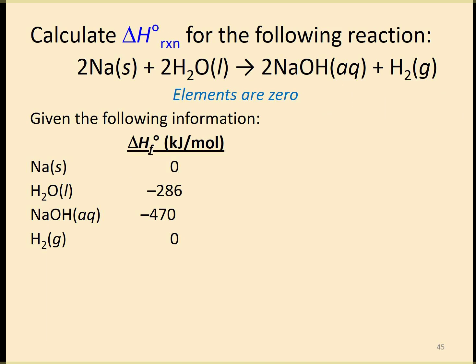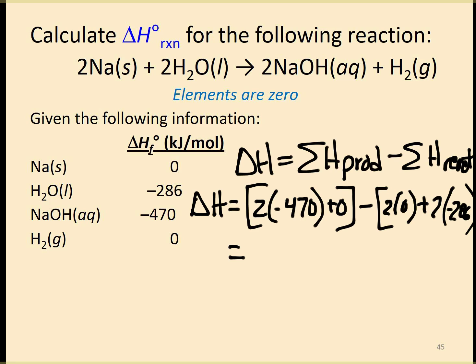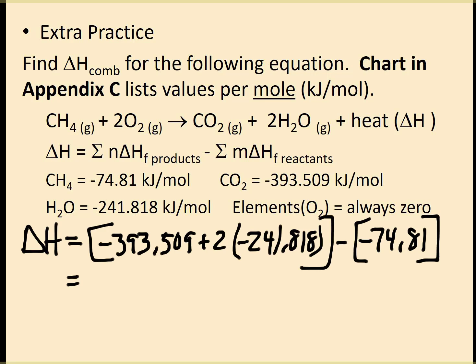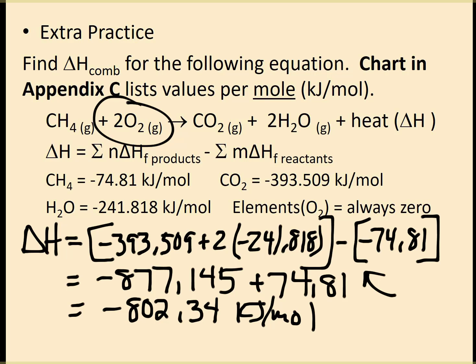Let's go ahead and do another one. And remember, we're doing products minus the reactants. So working out the math, we get a negative 368 kilojoules per mole. Here's one more example, and I'm going to skip that our oxygen is 0. Make sure you watch your sign. A negative times a negative is a positive, and I get a negative 802.34 kilojoules per mole as my final answer.